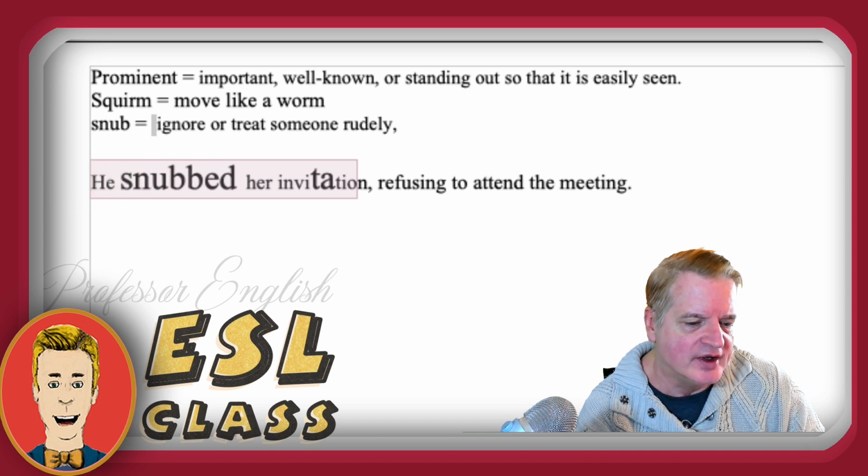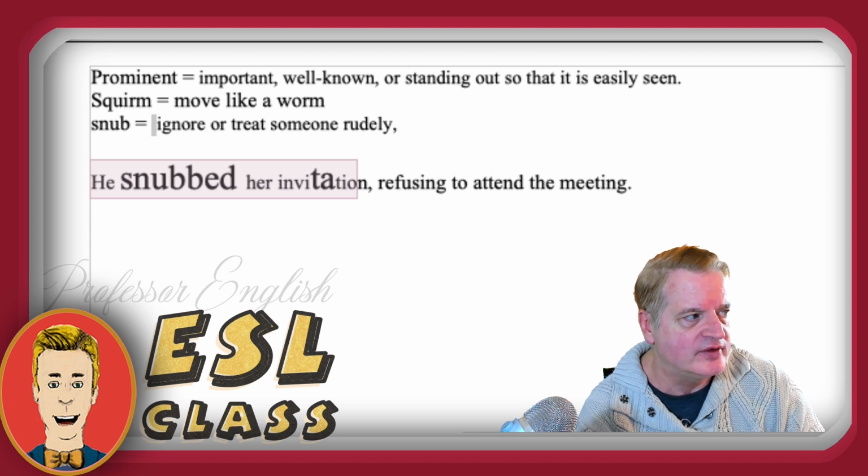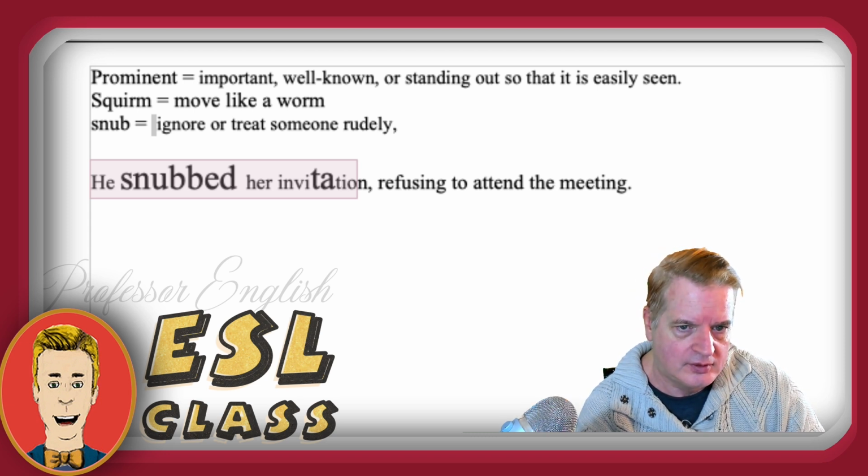So how do these four words sound in a phrase together? He snubbed her invitation. He snubbed her invitation. He snubbed her invitation. Okay, don't forget to whistle when you say shin. He snubbed her invitation.